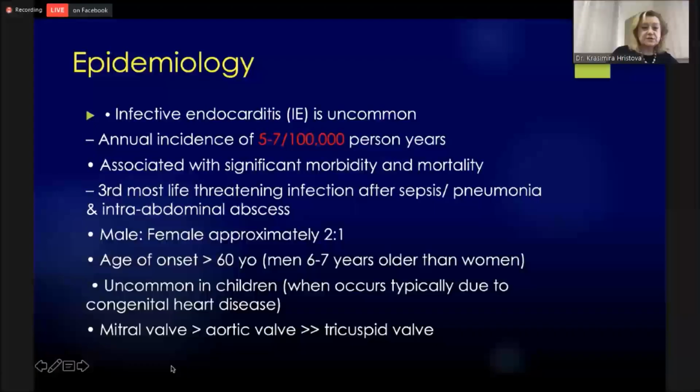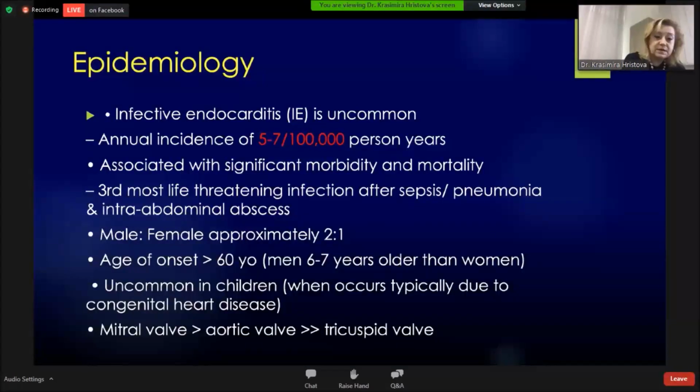Regarding epidemiology, the annual incidence of endocarditis is around 5 to 7 per 100,000 people. So it's a very uncommon disease, but it's associated with significant morbidity and mortality. It is the third most common life-threatening infection after sepsis and pneumonia. It predominates in males over females.